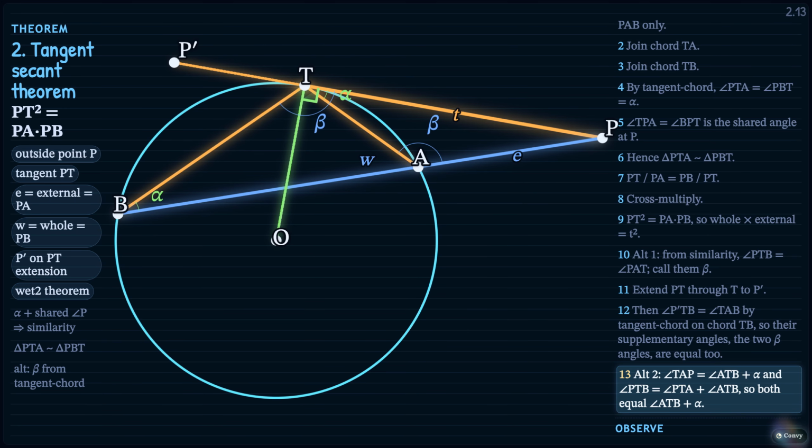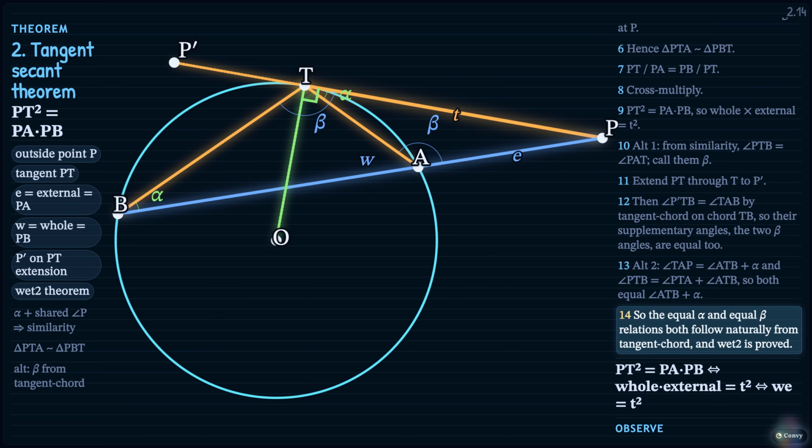Yet another way to see it is by angle chase. Angle TAP equals angle ATB plus alpha, and angle PTB equals angle PTA plus angle ATB, so both equal angle ATB plus alpha. So the equal alpha and equal beta relations are both natural consequences of the tangent-chord theorem, and as a result the WET2 theorem is proved. Next we move inside the circle and use the same similarity instinct on intersecting chords.